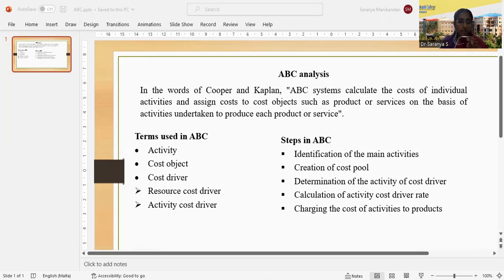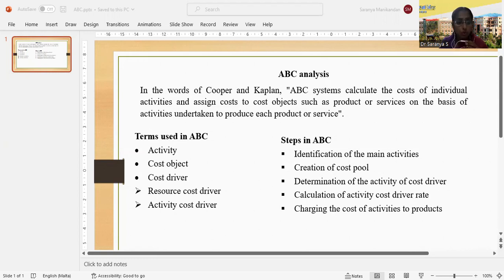The second terminology is cost object. So cost object is an item or an object for which cost measurement is required. Third terminology is cost driver. So cost driver is a factor which causes a change in the cost of an activity.